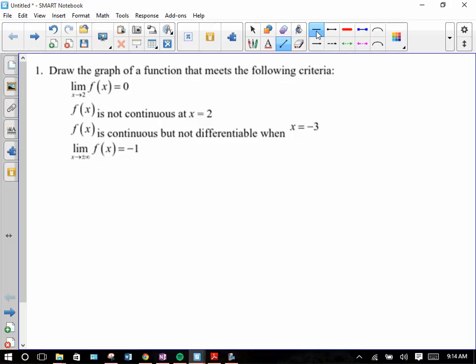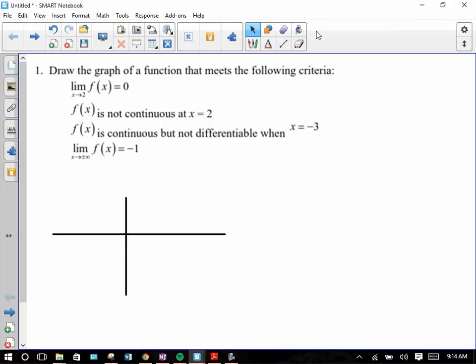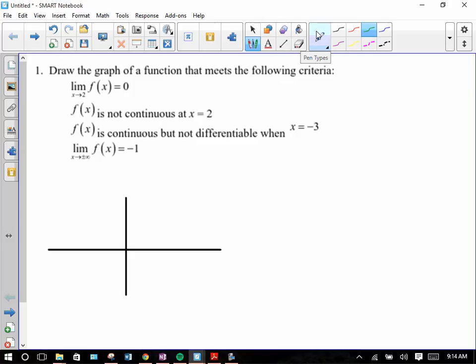And I'll provide you with a small x-y axis there. So the key here is that you need to understand what all of these things mean. We can start by looking at the first two. They deal with the same point, x equals 2. So it says the limit as x approaches 2 of f of x is equal to 0. So what does that mean? What is happening at x equals 2?